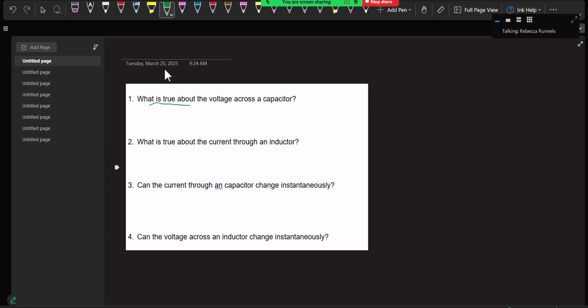So there are lots of answers to this question. I didn't know how to ask it without giving away the answer. But what is true about the voltage across a capacitor? It depends on the circuit. So you're on the right track. It does change over time, so it can change over time like this. So it can decay, and it can change over time like this.